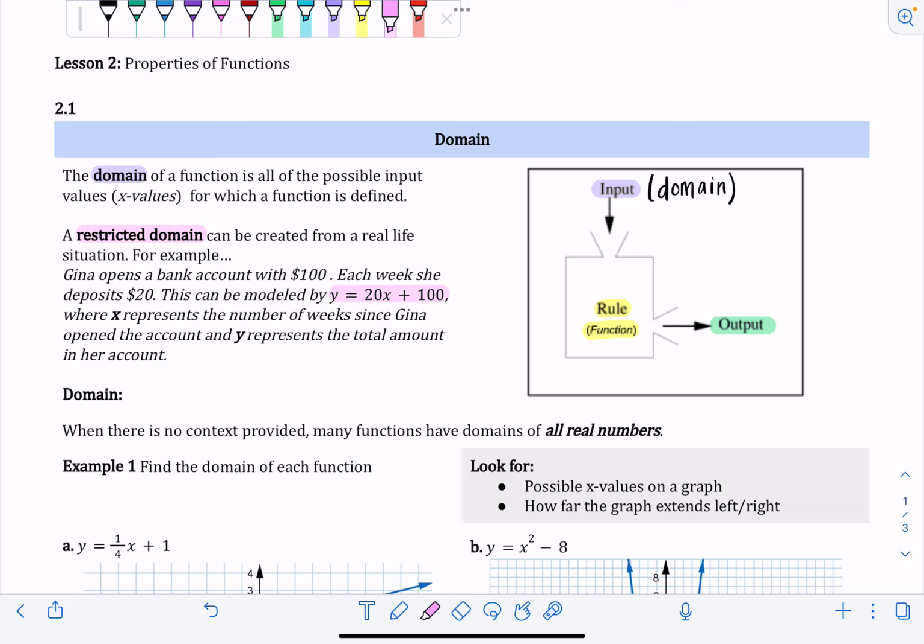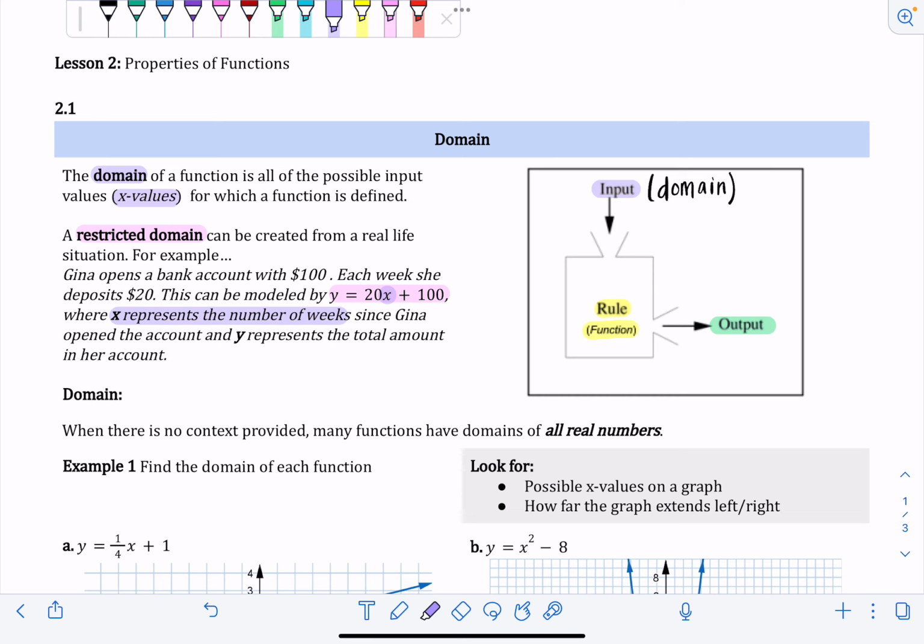You'll notice up in the domain definition, I added that the domain is all of the possible input values or x values. When you have equations that involve x and y, x is going to be your domain. So in this equation, all of the possible values that we can put in for x are going to be our domain. And underneath that, it says that x represents the number of weeks since Gina opened her account.